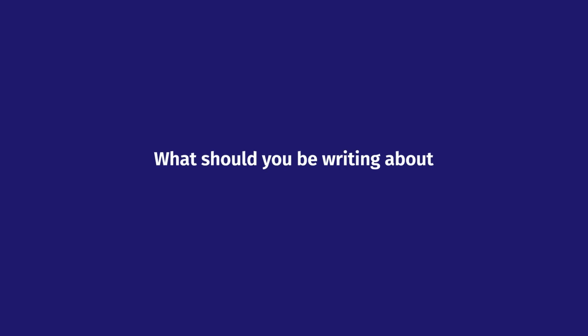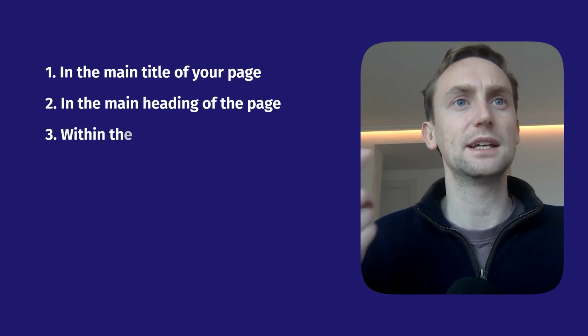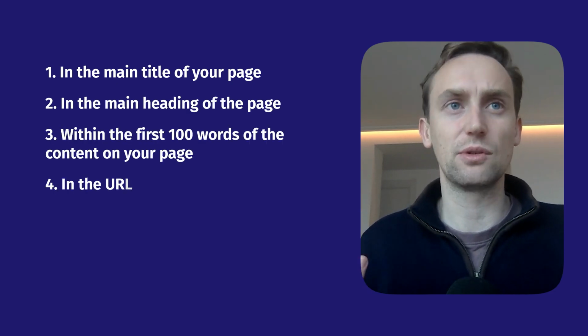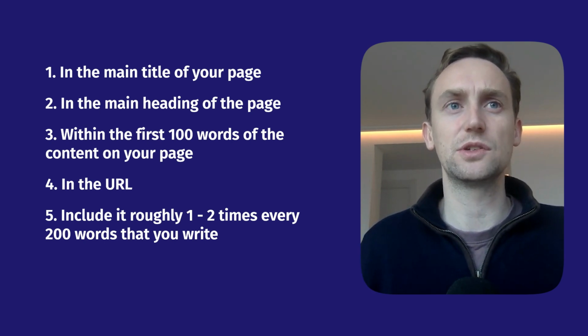In terms of what we should write about, well, we can write about exactly what our competitors have been writing about, but you can also revisit step 1 to understand what informational keywords there were in your niche. When you're doing this, remember, if you can, use a correlational tool like Surfer SEO, and if not, then just remember the best practices of a keyword in the title of your page, a keyword in the main heading, in the first 100 words, in the URL, and 1 to 2 times for every 200 words that you write.